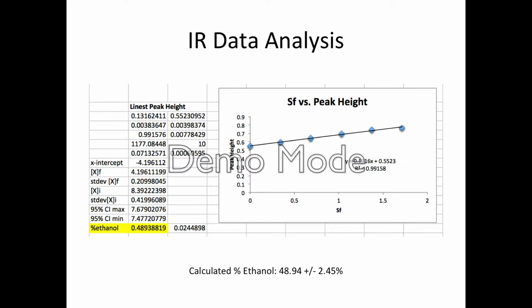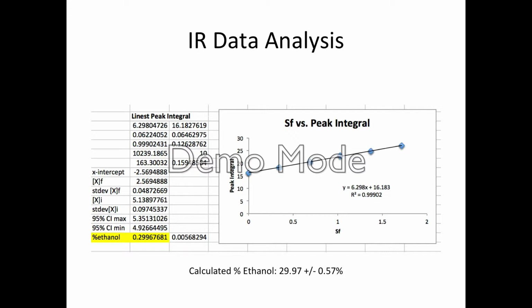And as you can see, we got 48.94% plus or minus 2.45%. So we are overcalculating the ethanol content by about 8%, because we know that the vodka is supposed to have a 40% alcohol content.